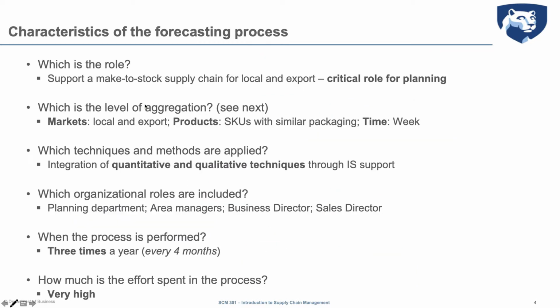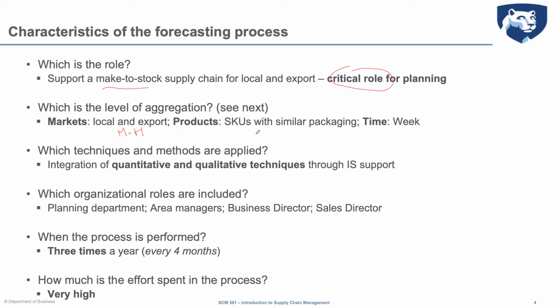For the San Pellegrino case, we see that San Pellegrino being a push supply chain, the role is critical, so it's a strategic role because the demand planning process needs to support the make-to-stock production and thus support the ability of the supply chain to go into the market. In terms of the level of aggregation, I will show you details next, but we are seeing that for markets, we have a medium-high level of aggregation because they compete in 6 markets, and they aggregate these 6 markets in 2 groups of 3, local and export.